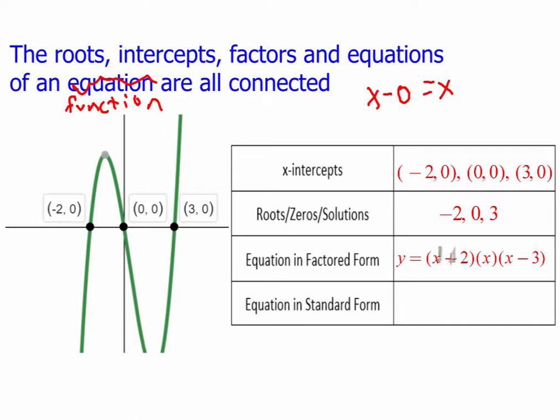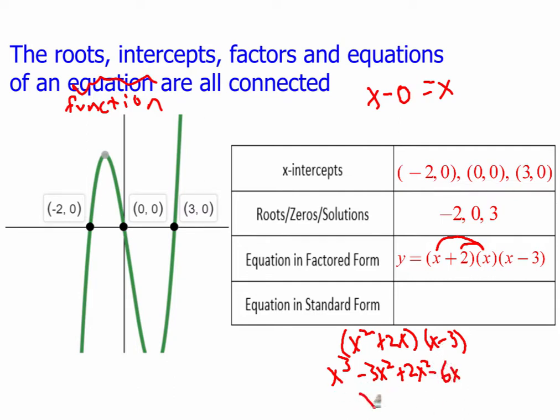For the equation in standard form, to go from factored form to standard form, I just multiply everything out. The trick here is to work through these one set at a time. I'm going to multiply x and x + 2, so I get x squared plus 2x. Then I multiply that by x - 3. So x squared times x is x cubed, x squared times negative 3 is negative 3x squared, 2x times x is plus 2x squared, and 2x times negative 3 is minus 6x.